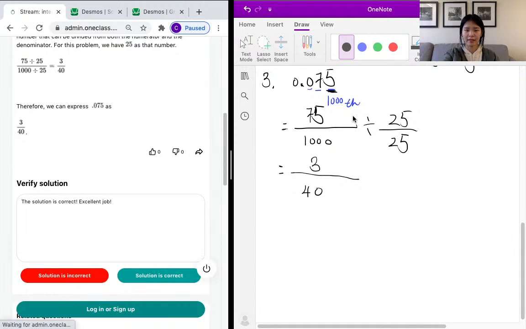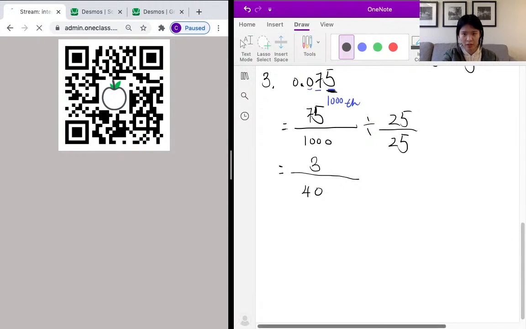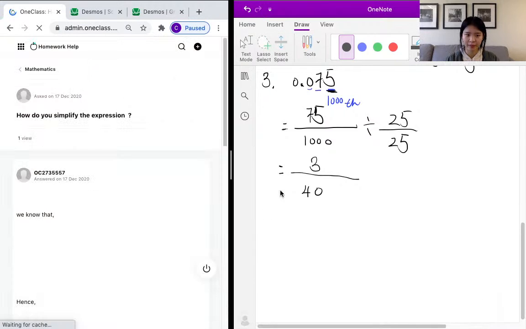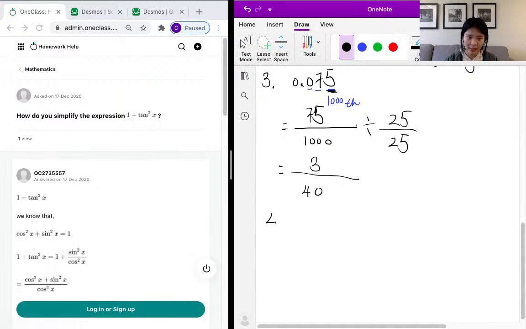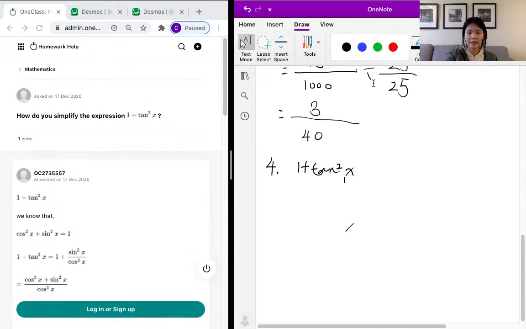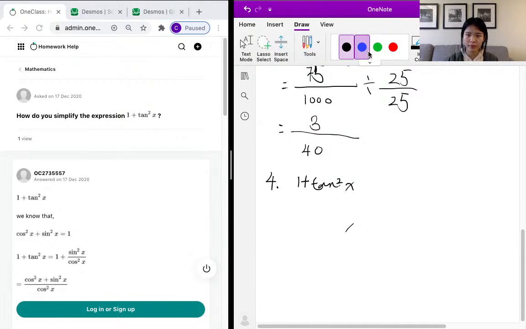Nice. Now let's move on to our next problem, which is our fourth problem, and it asks us to simplify the expression 1 plus tan squared x. There are two main ways that you can do it.